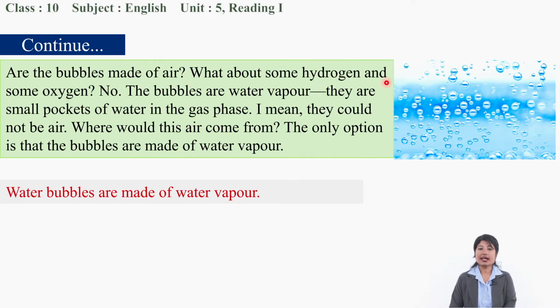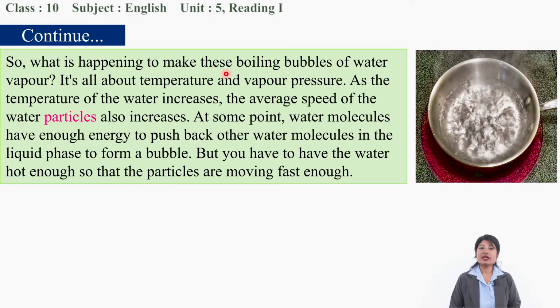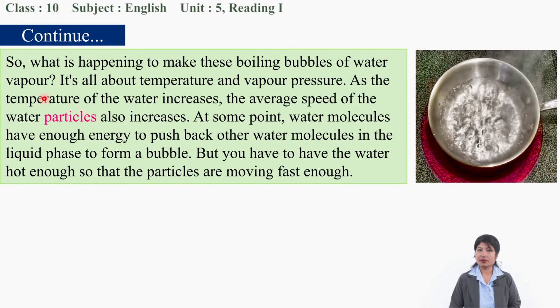What about hydrogen and some oxygen? No. The bubbles are water vapor. They are small pockets of water in the gas phase. They could not be air. Where would this air come from? The only option is that the bubbles are made of water vapor. So, what is happening to make these boiling bubbles of water vapor?